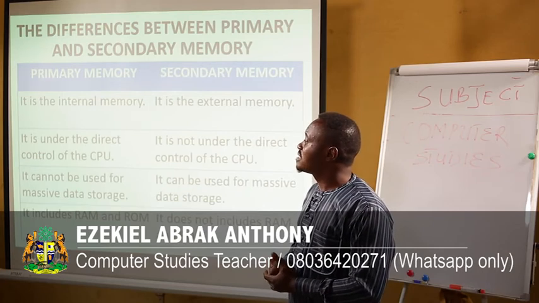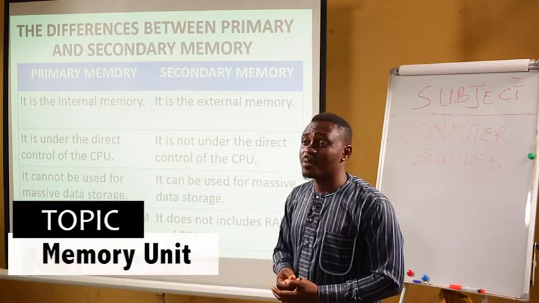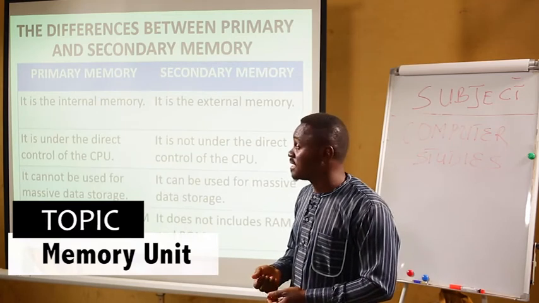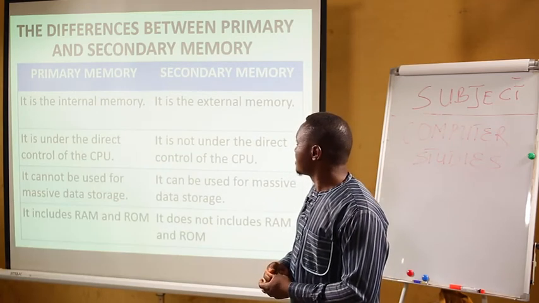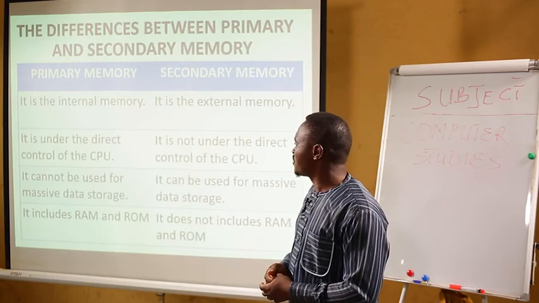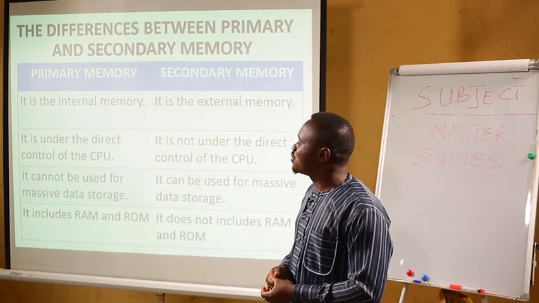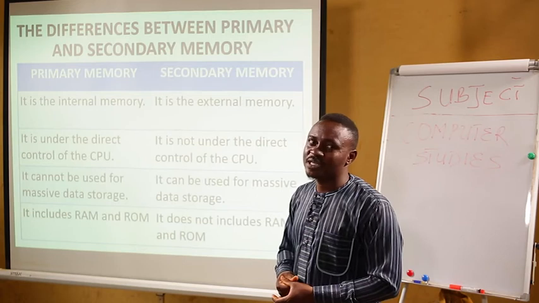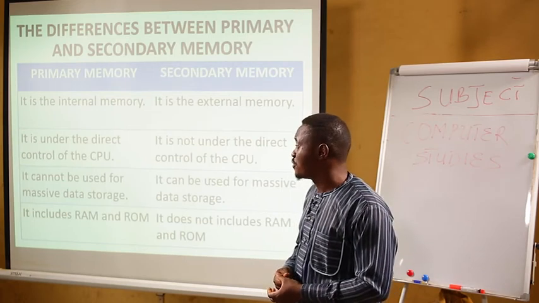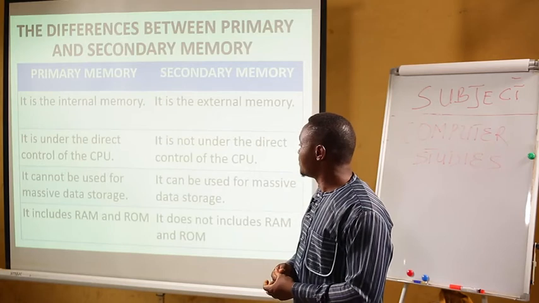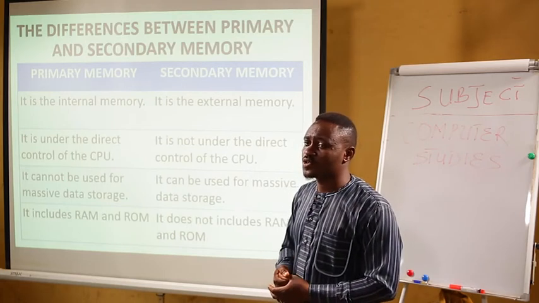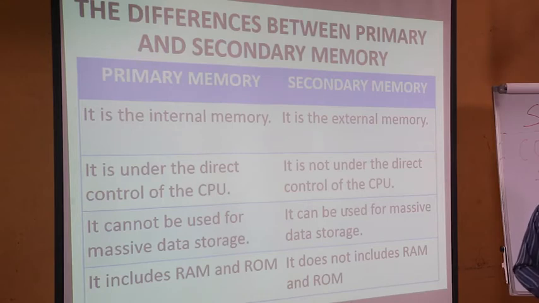The primary memory is under the direct control of the central processing unit, as explained earlier, but the secondary memory is not under the direct control of the central processing unit. The primary memory cannot be used for massive data storage. You cannot keep very large data in the primary memory, but the secondary memory can be used for massive data storage. The primary memory includes the RAM and the ROM, but the secondary memory, on the other hand, does not include the RAM and the ROM.